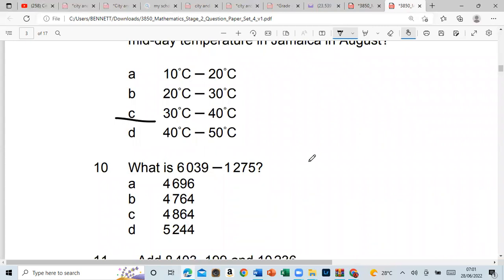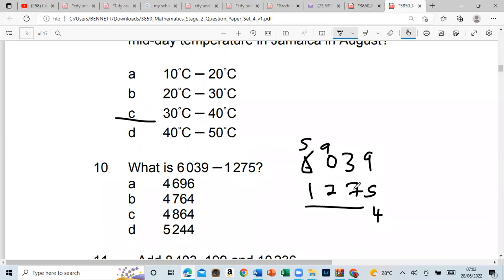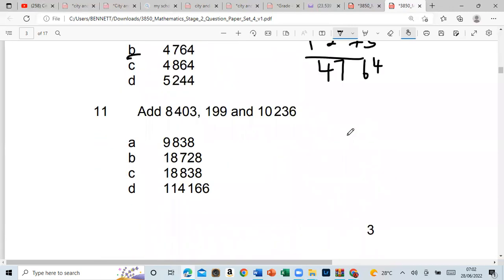All right. What is 6,039 minus that? 7 from 3, you can't. So 0 now. Then 9. 7 from this leaves 6. 2 from that leaves 7. 1 from 5 leaves 4. So 4, 7, 6, 4. That's B. All right, let's move on.